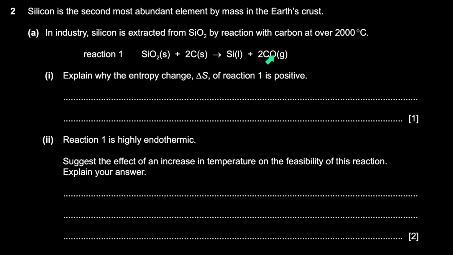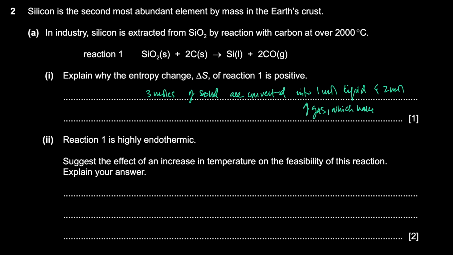Because we have more moles of gas on the right? There's no gas on the left, but we're forming gas on the right hand side. Also, we're forming liquid from solid, right? So gas and liquid will have more entropy than the solids. So we can say over here that 3 moles of solid are converted into 1 mole of liquid and 2 moles of gas, which have higher entropy. So you have a positive entropy change.